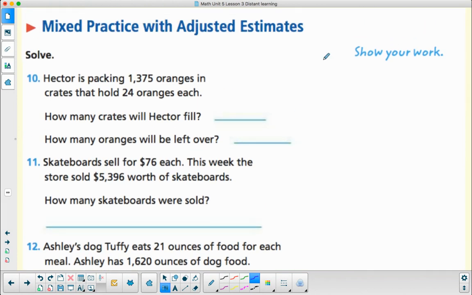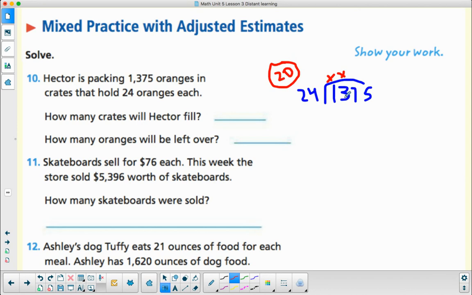Okay, now I will show you mine. I'm doing 1,375 divided by 24. And there aren't any 24s in 1. No 24s in 13. How many 24s in 137? No idea. Thinking of it as 20. Uh-oh, I have a 4. There's a chance that this is not going to be a good estimate.